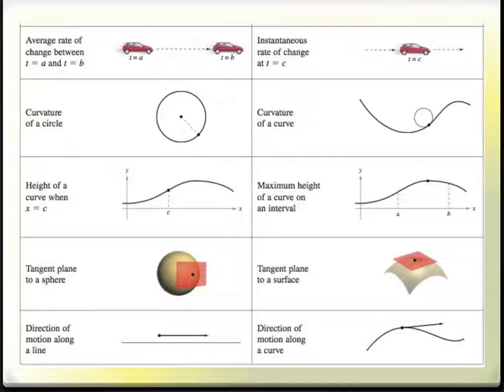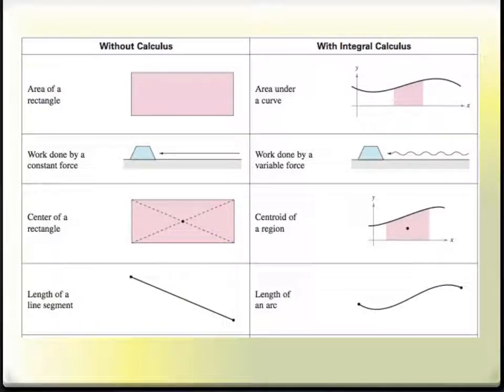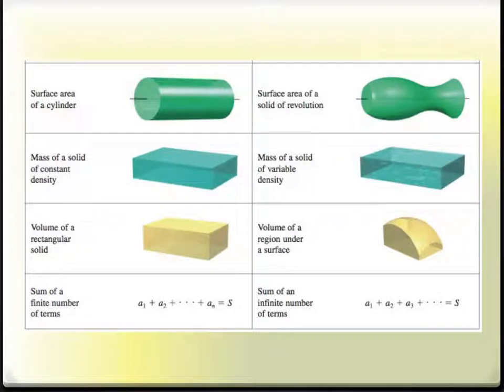A tangent plane on a sphere compared to a tangent plane on any surface. The direction of motion along a line compared to along a curve. Area of a rectangle versus area under a curve. That's what we'll get to at the very end of Calc 1. The work done by a constant force compared to work done by a variable force. The center of a rectangle compared to the center of a region. And then the length of a line segment compared to the length of an arc. I think I mentioned that one specifically last time. Surface area of a cylinder compared to the surface area of any solid.